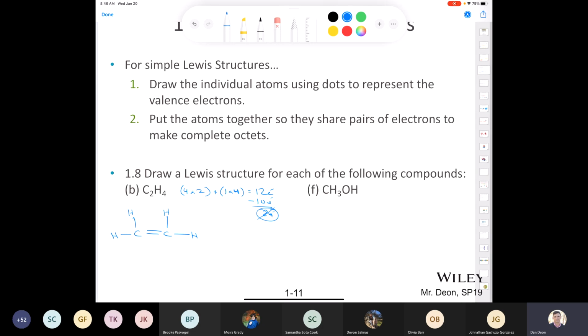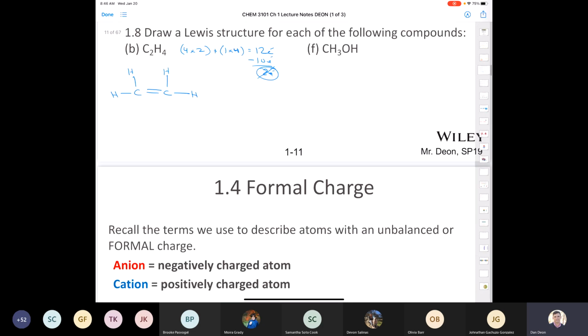Now each carbon has an octet. Let me prove it to you. This carbon here, 1, 2, 3, 4, 5, 6, 7, 8. So it's surrounded by 8 electrons. What about this carbon? It's surrounded by 1, 2, 3, 4, 5, 6, 7, 8. Good. There we go. In the interest of time, I've taught this chapter enough to know that I should keep moving. You can take a look at the next one, CH3OH, on your own time. So let's move on from here and talk about formal charge.